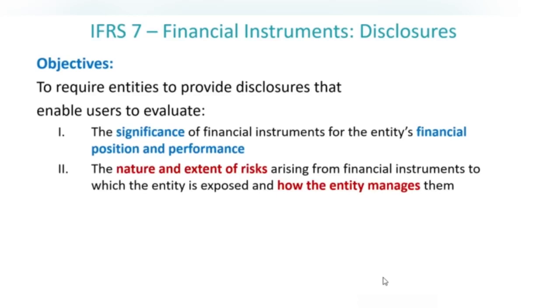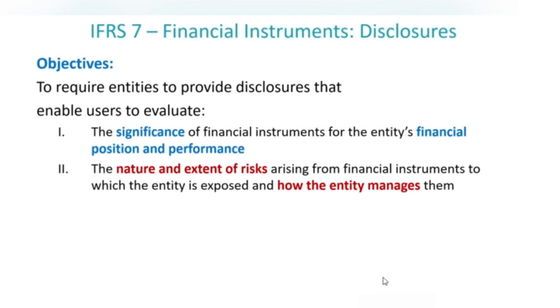What we need to disclose and what the importance of this disclosure. The objective here, we need to disclose the significance of the financial instruments. You will find that some financial instrument might have a high significant impact on the statement of financial position and statement of income statement of the company.